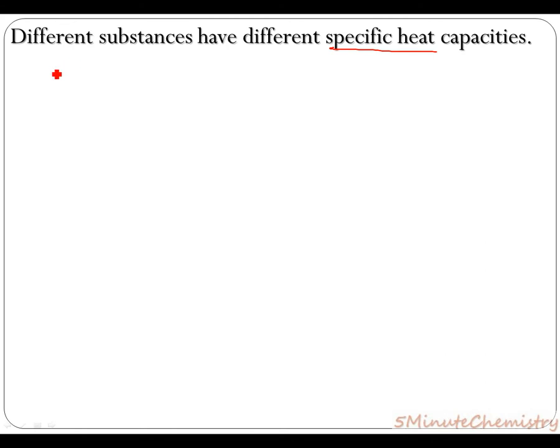So if I have a very high specific heat, which I'm going to denote as little s, that means that it takes a long time to either heat up or cool down. If I have a very low specific heat value, then it is going to very, very quickly heat up and cool down. That is what specific heat tells us.